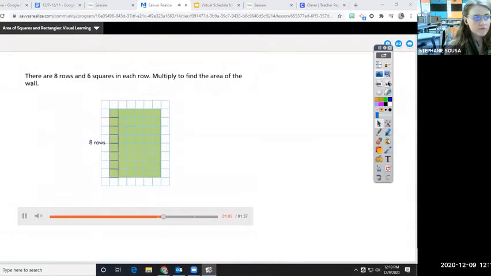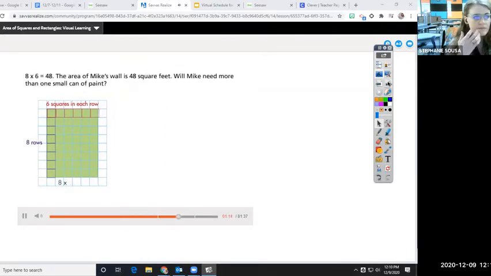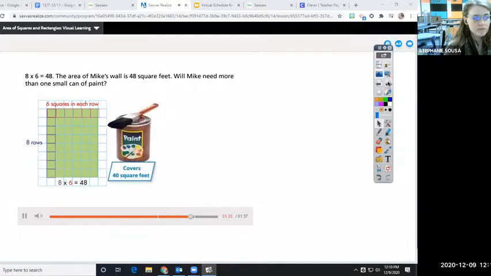There are 8 rows and 6 squares in each row. Multiply to find the area of the wall. 8 times 6 equals 48. The area of Mike's wall is 48 square feet. Will Mike need more than 1 small can of paint?